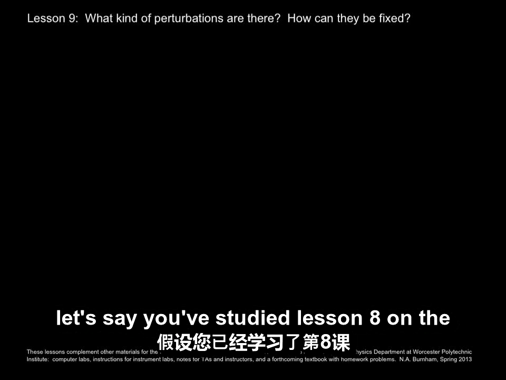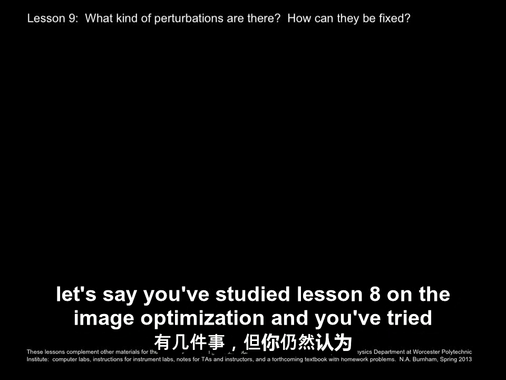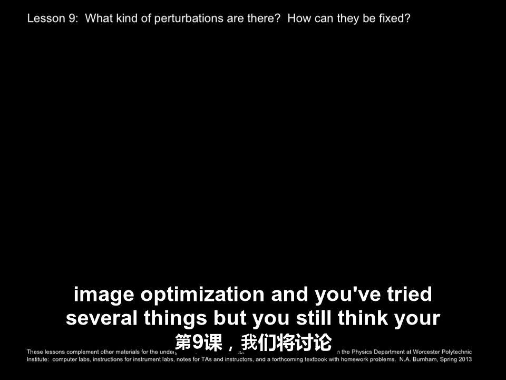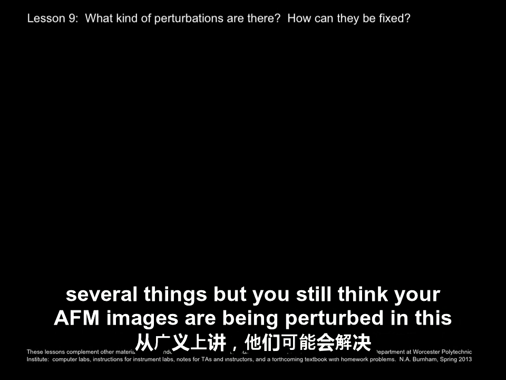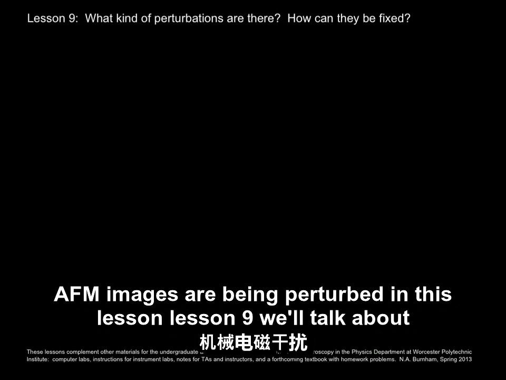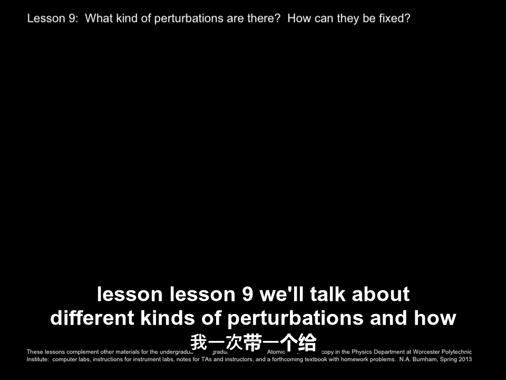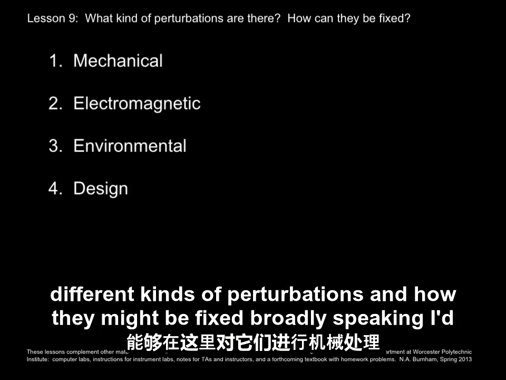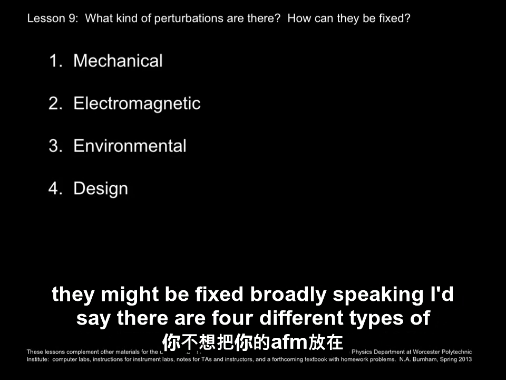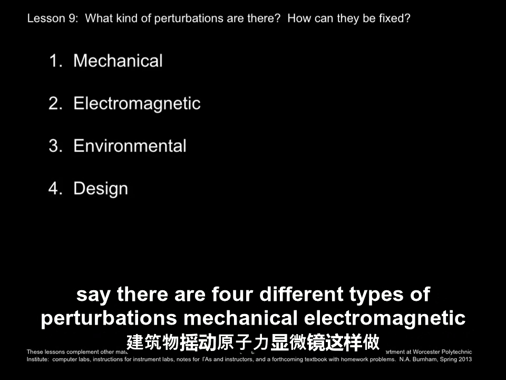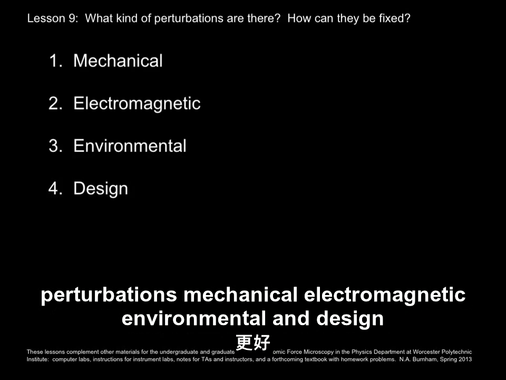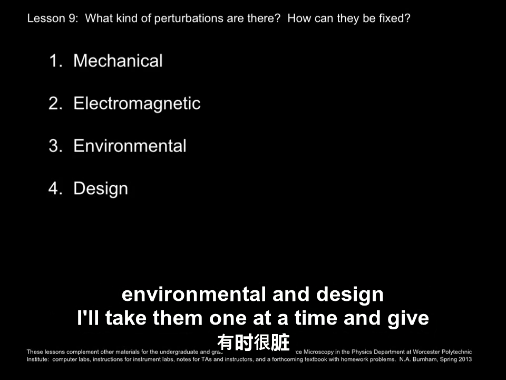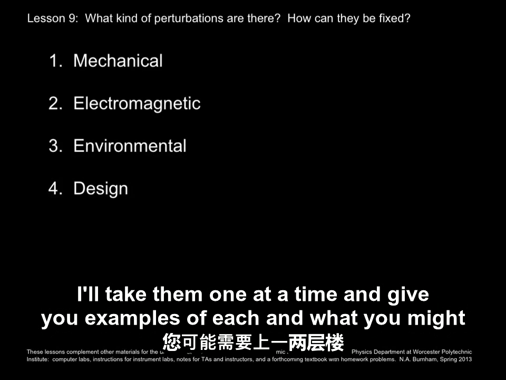Let's say you've studied Lesson 8 on image optimization, and you've tried several things, but you still think your AFM images are being perturbed. In this lesson, Lesson 9, we'll talk about different kinds of perturbations and how they might be fixed. Broadly speaking, I'd say there are 4 different types of perturbations: mechanical, electromagnetic, environmental, and design. I'll take them one at a time and give you examples of each and what you might be able to do about them.